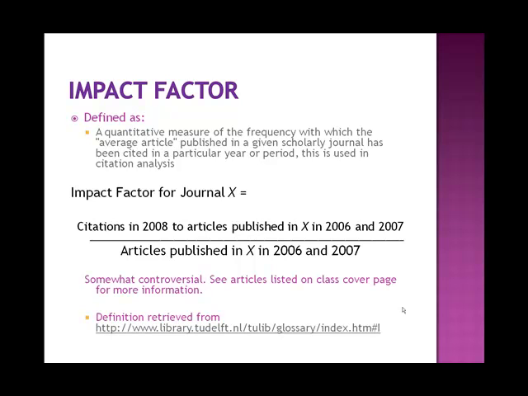If you'd like to learn a little bit more about how the impact factor is figured out, you might want to look at the article by McVeigh and Mann, which is listed in your cover sheet for this class. Impact factors are a little bit controversial. You can look at the two articles that I have listed on your cover sheet, other than the McVeigh article, to find out a little bit more about that.